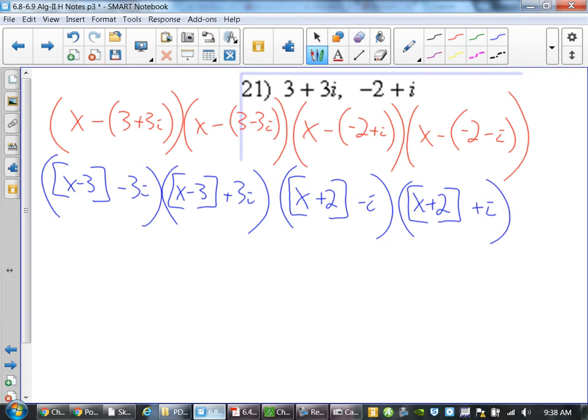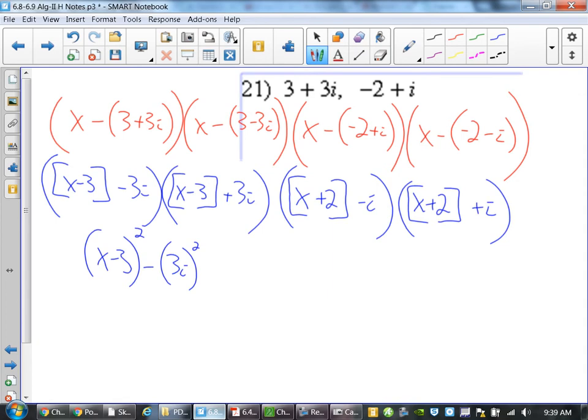Just got lost where I was at. Each of those two individual parts wind up being differences of squares. So it's going to be first term squared, subtract second term squared. So you're going to wind up with x minus 3 quantity squared minus the quantity 3i squared.